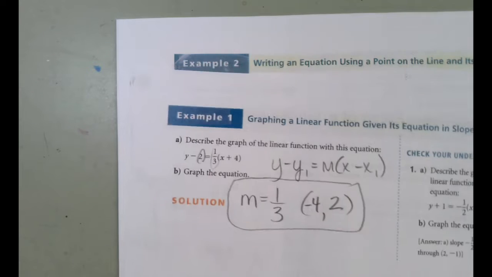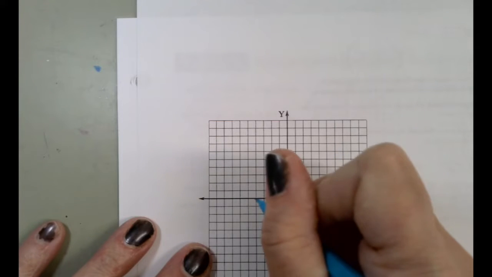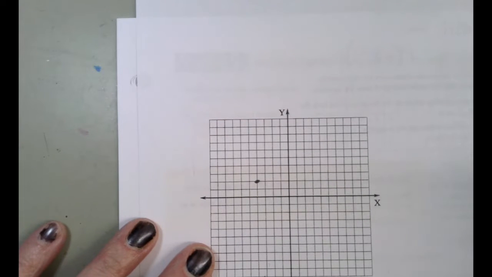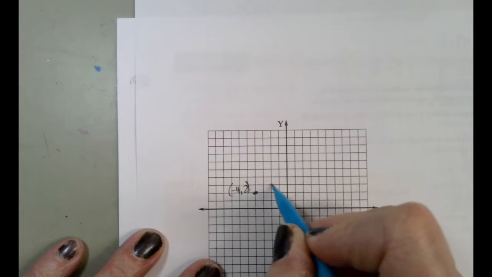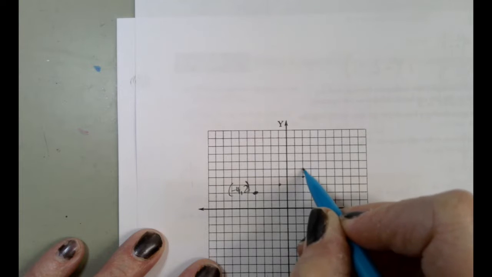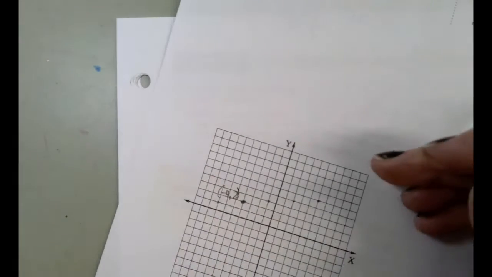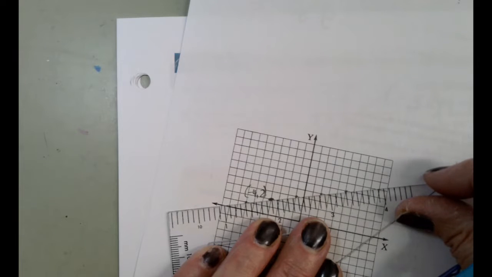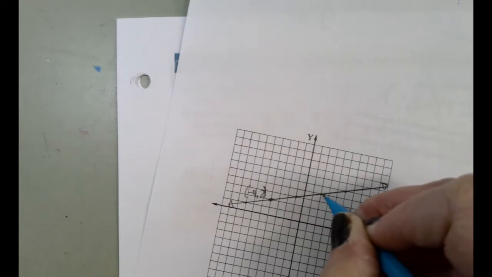So far, so good? Everybody okay with getting these two things? Yeah? Okay. All right. Negative 4, 2. Oh, yeah. Negative 4 and then up 2. There's my point. And then I use my slope, right? 1 over 3, rise of 1, run of 3. 1 up, 3 over. 1 up, 3 over. 1 up, 3 over. I could go 1 down, 3 over also, right? You do a few, gives you a nicer looking line. And there is my line.